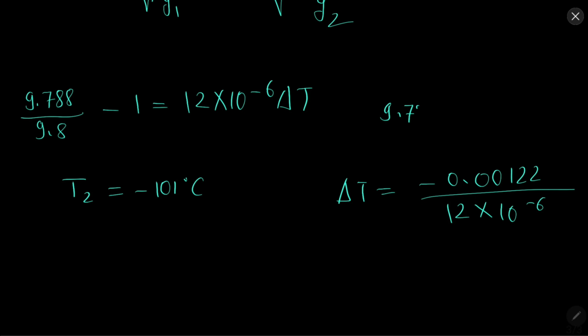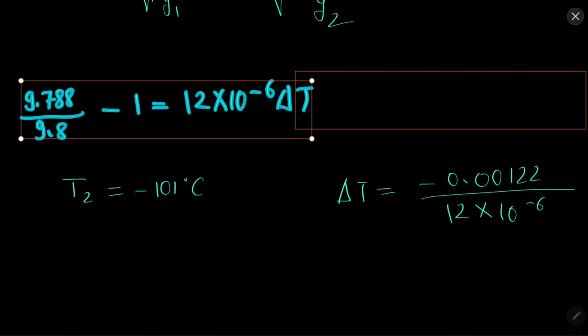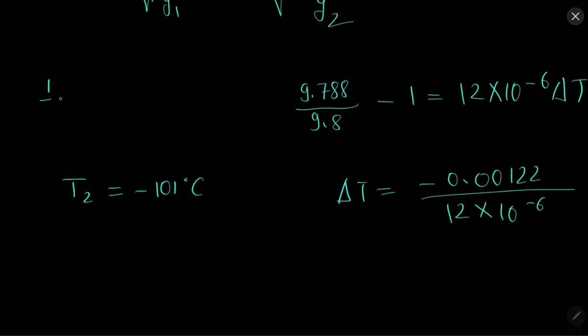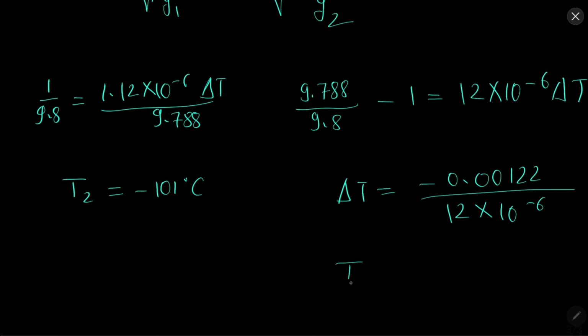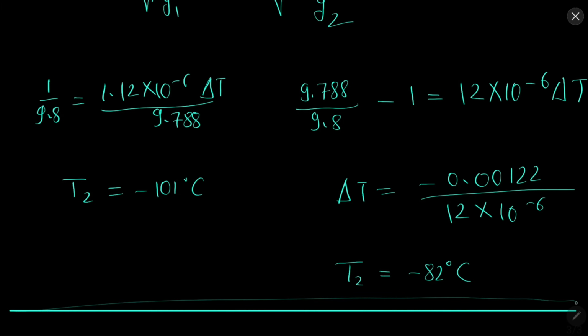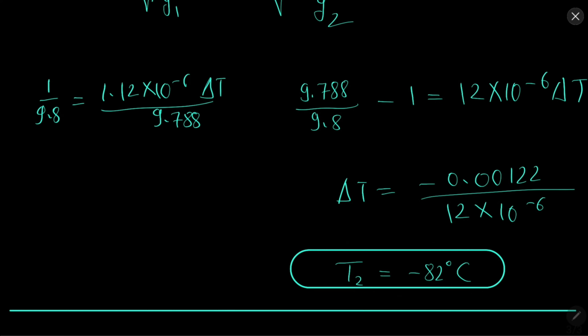and here 9.788. So 1 over 9.8, minus 6 del T, 9.788. T2 will be minus 82 degrees Celsius. This will be the answer.